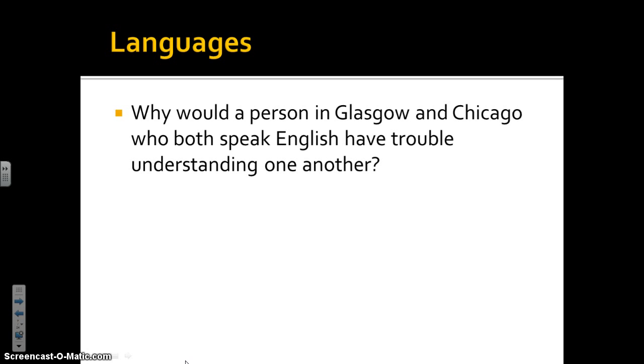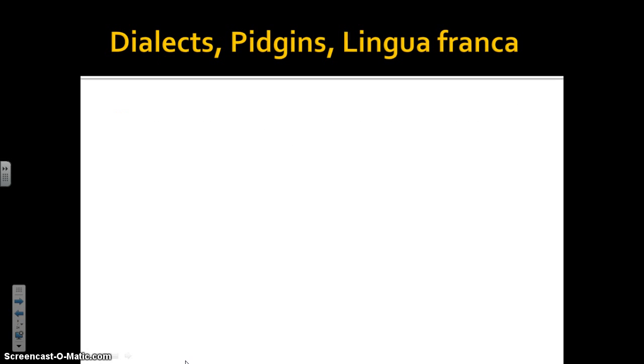But we can also understand that there are dialects, and so we might ask ourselves, well, someone from Glasgow, which is the capital of Scotland, and someone from Chicago might be able to talk to one another, but they're going to have trouble understanding one another. If you've ever talked to someone with a really heavy British accent, and the British accent isn't the hardest to understand, but if you've ever talked to someone from Australia, that can be difficult sometimes because those can be pretty thick. And so that's where we get this idea of dialects.